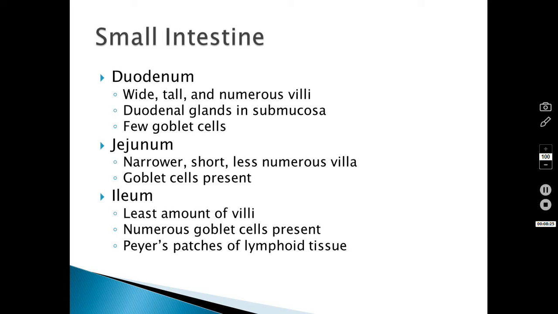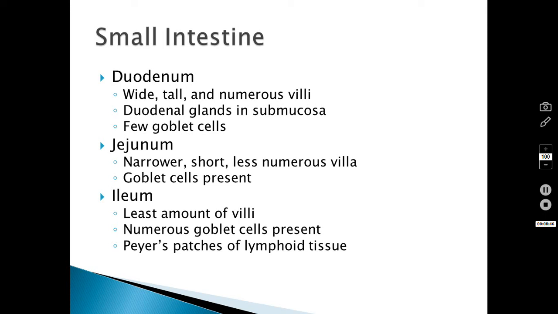The jejunum is our middle section, so the villi are becoming less numerous, but we still have lots of them. They're a little bit shorter. They're much narrower than they are in the duodenum, and we now do not have those duodenal glands in the submucosa. So that's a way that you could differentiate between the duodenum and the jejunum.